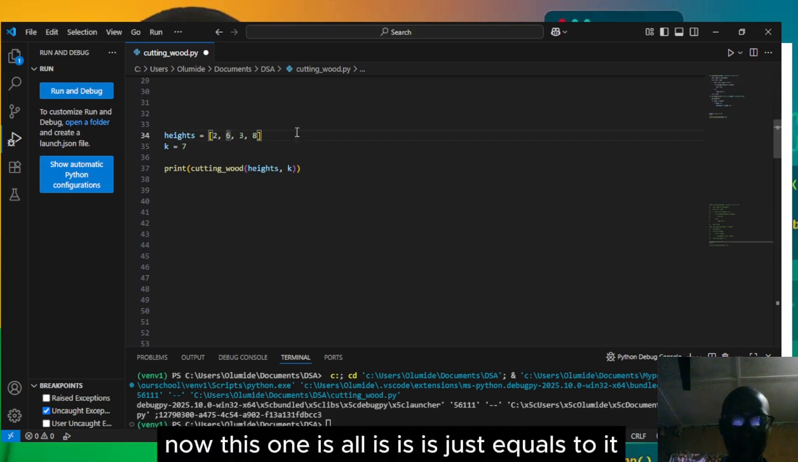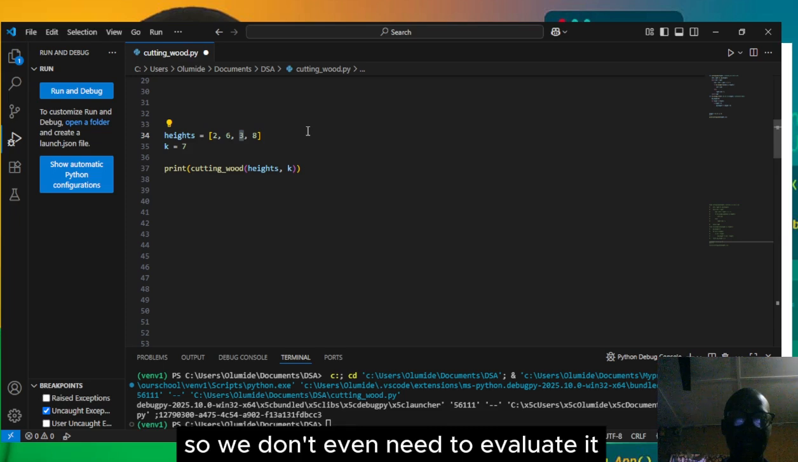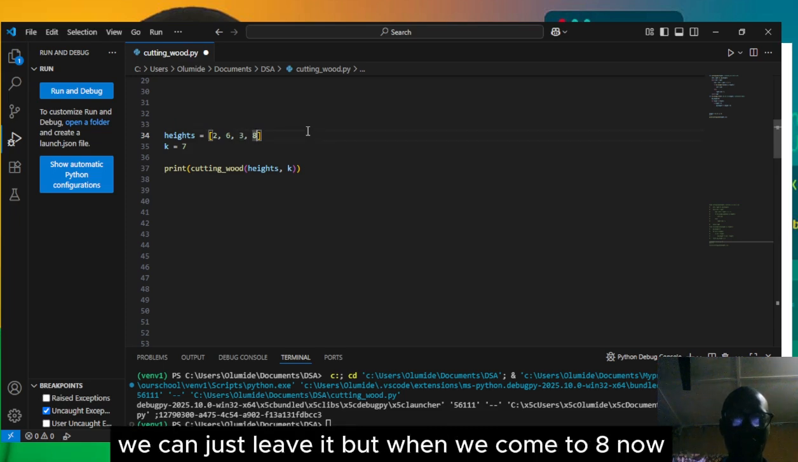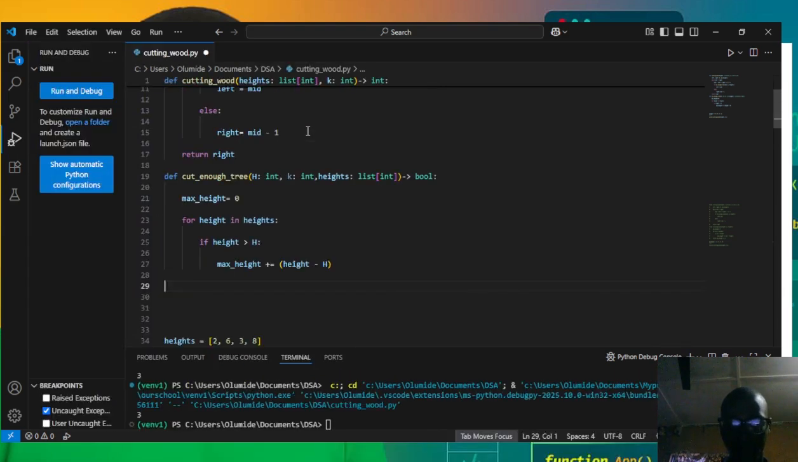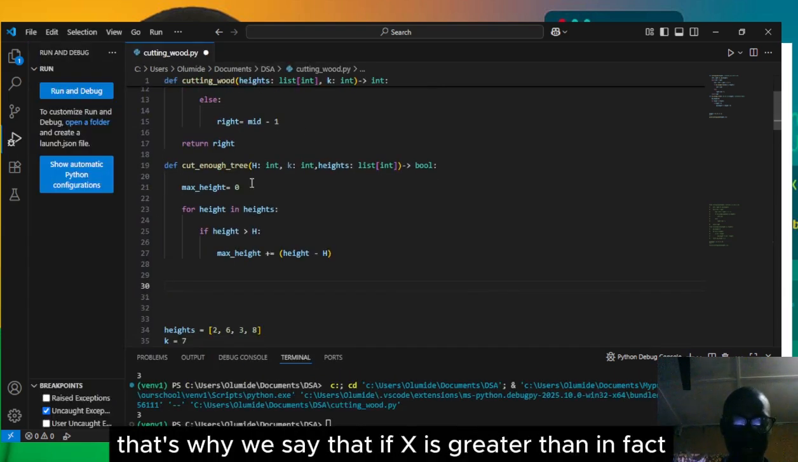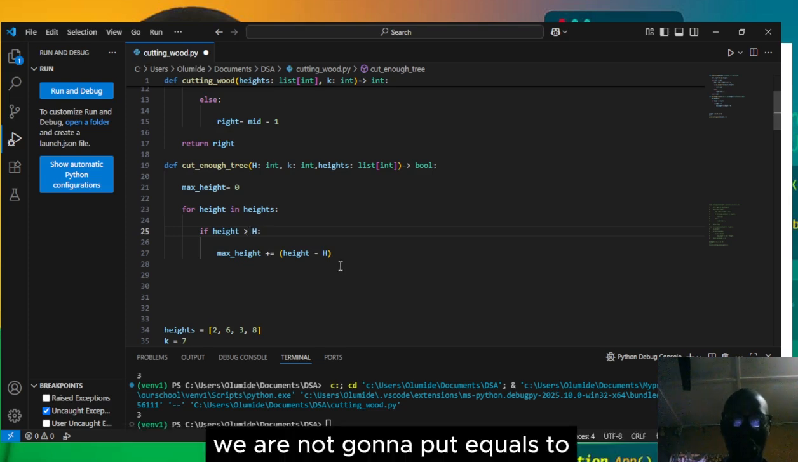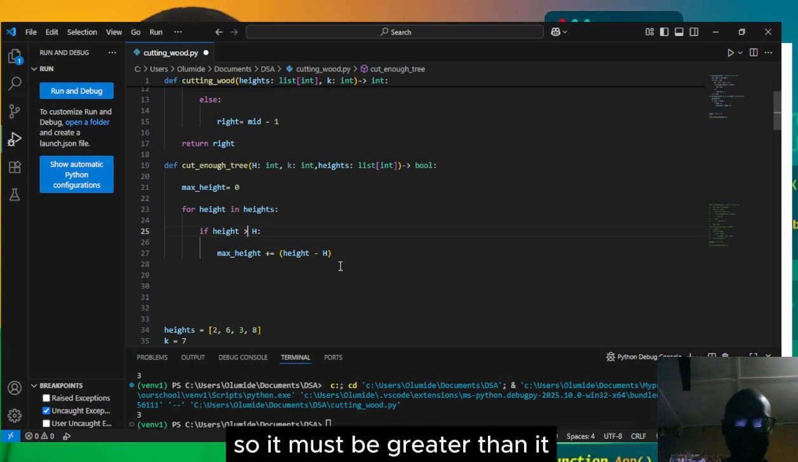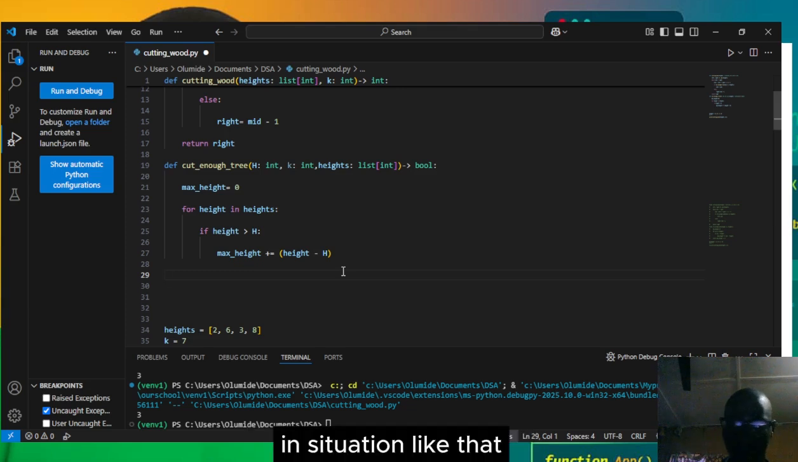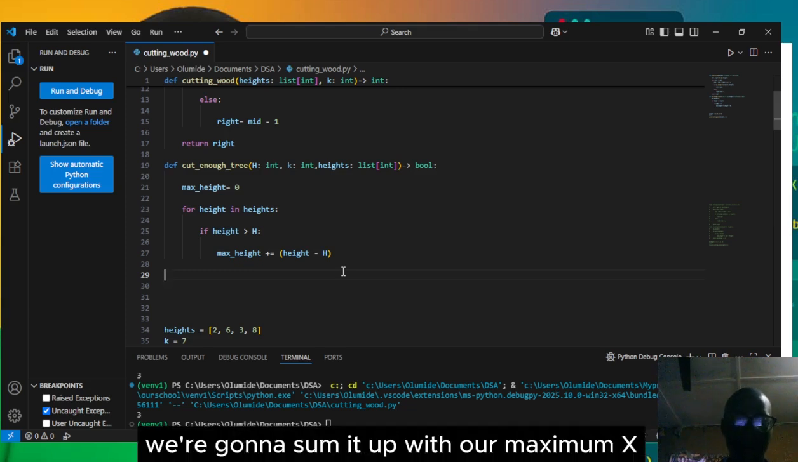Similarly, this one is just equal to it, so we don't even need to evaluate it, we can just leave it. But when we come to this one, we see that 8 is greater than the height setting, which is 5, so we can cut it. That's why we say that if height is greater than h, in fact, we are not gonna put equals to, because if it is equal to it, it's gonna give us 0 anyways. It's not gonna add up to the maximum height, so it must be greater than it. And in a situation like that, we're gonna sum it up with our maximum height.